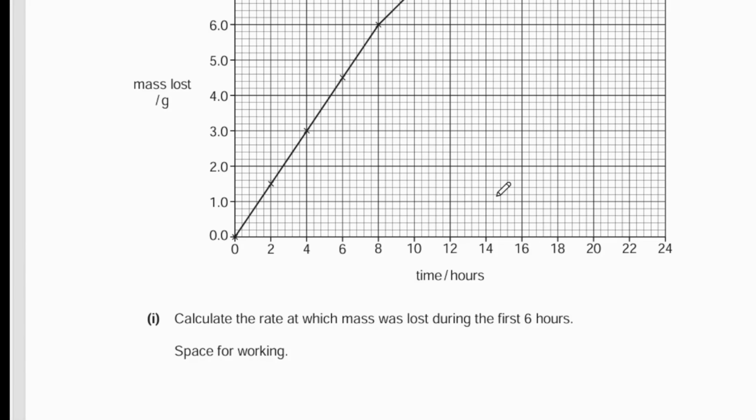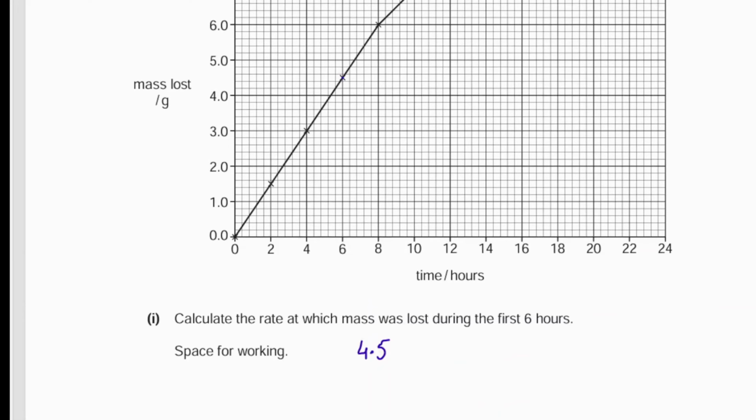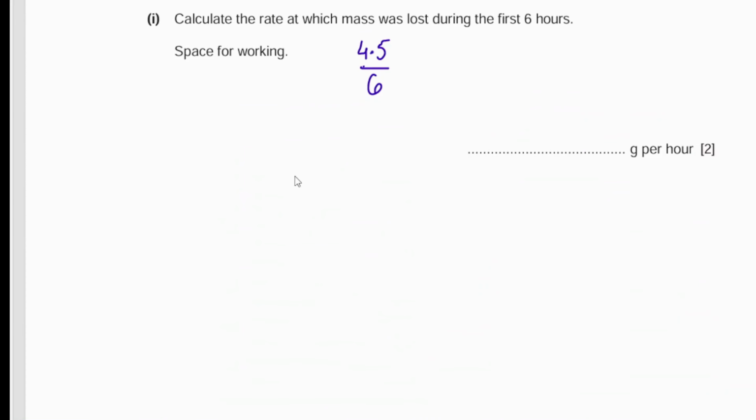So calculate the rate at which the mass was lost in the first 6 hours. So what is the mass over here? I guess it's 4.5. 4.5 and the time is 6 hours. So grams per 6. 0.75.